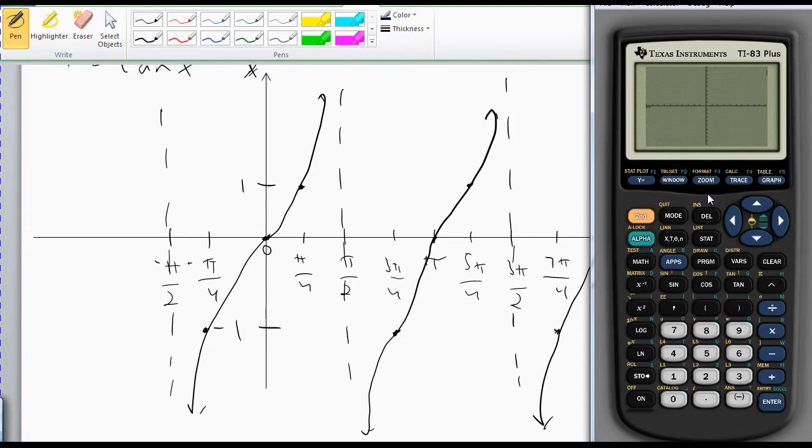And once again, if you've watched my previous videos, you know that I should have gone to zoom 7 for zoom trig, which makes it a lot nicer graph. And this is now in degrees. And you can see all this information. Now this pi fourth is the same as 45 degrees. So if I hit trace, then 45, enter, you'll see the value of 1 that I plotted.